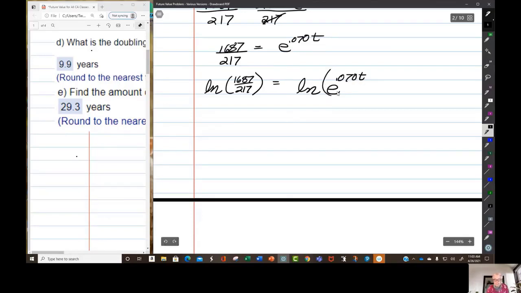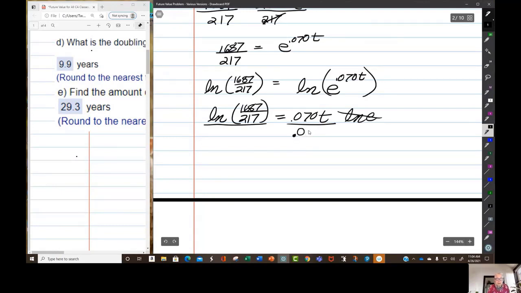Okay, so what I've just done is the ln of 1687 over 217 equals the ln of e to the 0.070t. Then I use the power rule and bring down the 0.070t times the ln of e, which is 1. And that equals the ln of 1687 over 217. Then I divide both sides by the number in front of t, which is the k number, 0.070, and I put that into my calculator.